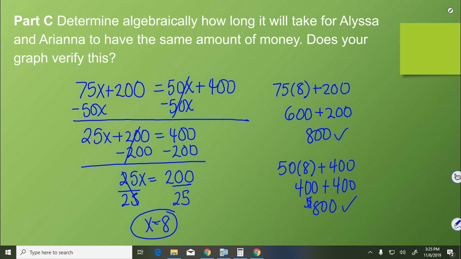So here we've proven that after 8 months, they'll both have $800. And this is verified by our graph because it is exactly the same point that we saw on the coordinate plane. Okay, so hopefully you see where I came up with that and that the graph should match your algebra.